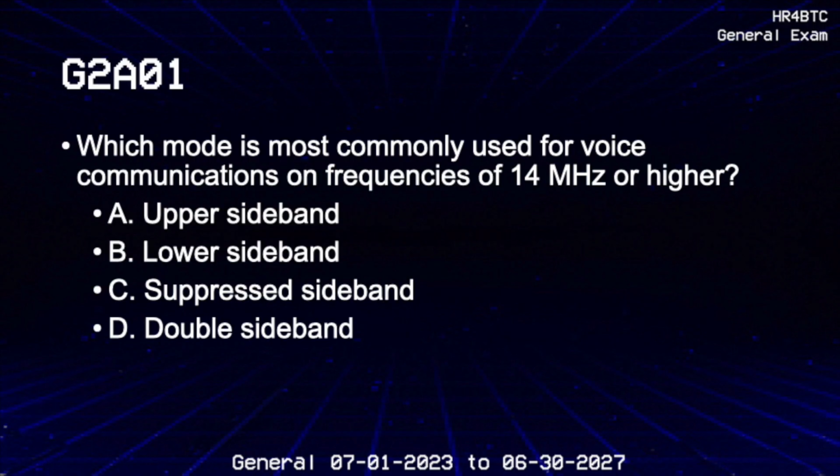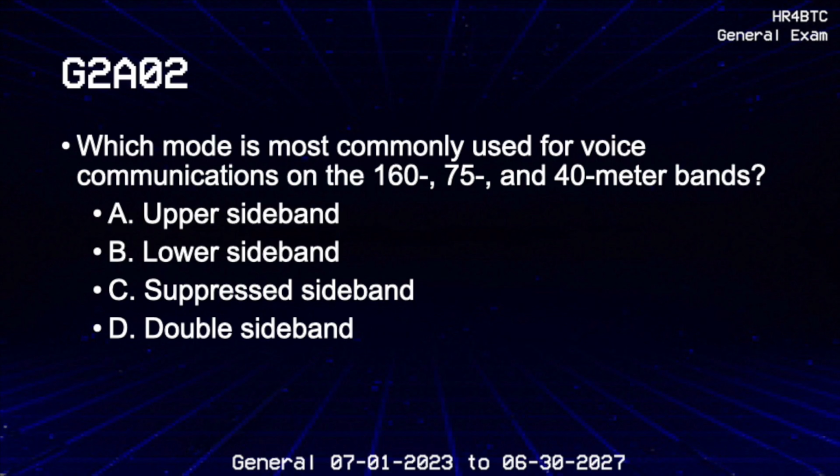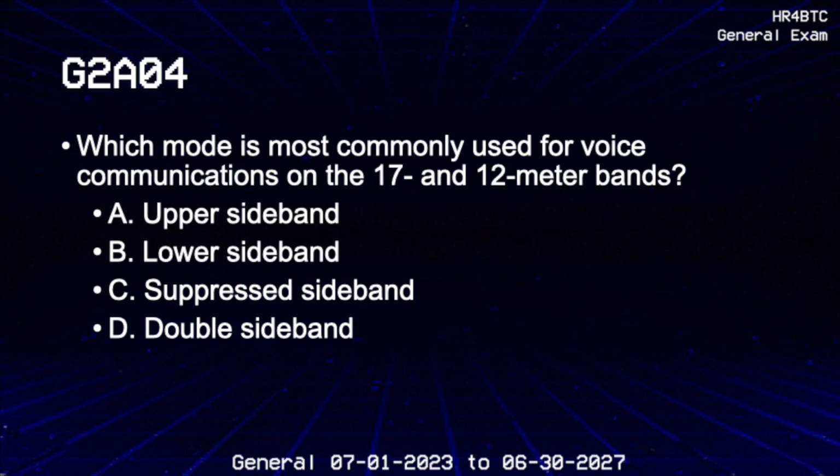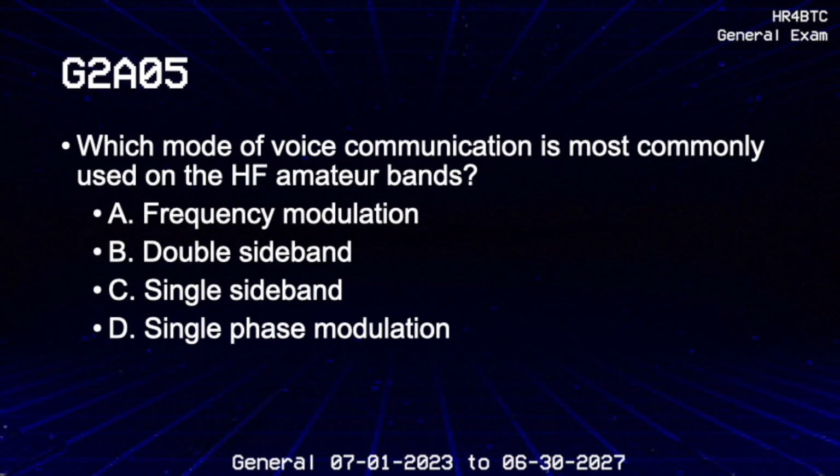Which mode is most commonly used for voice communications on frequencies of 14 MHz or higher? Upper sideband. Which mode is most commonly used for voice communications on the 160, 75, and 40 meter bands? Lower sideband. Which mode is most commonly used for SSB voice communications in the VHF and UHF bands? Upper sideband. Which mode is most commonly used for voice communications on the 17 and 12 meter bands? Upper sideband.